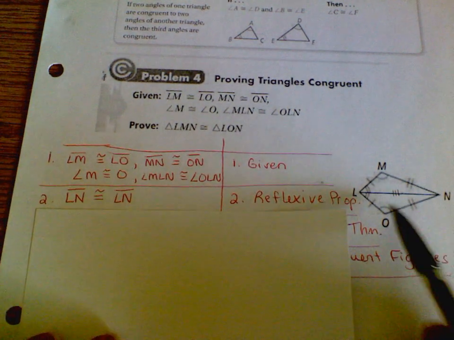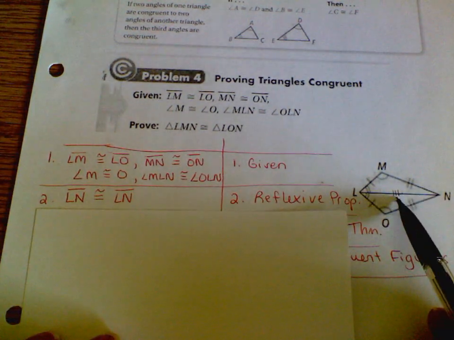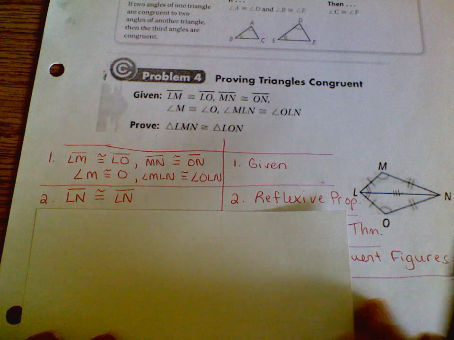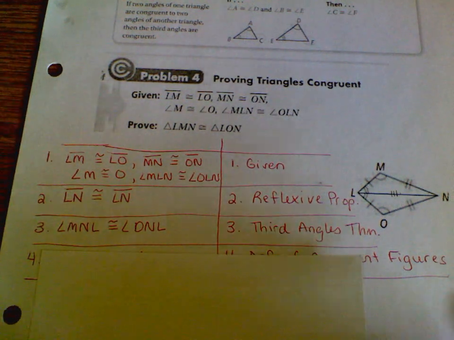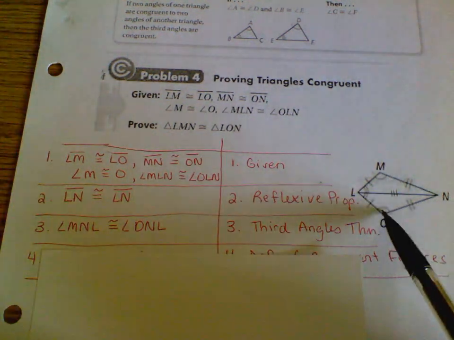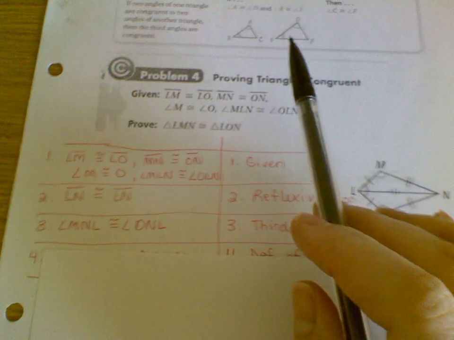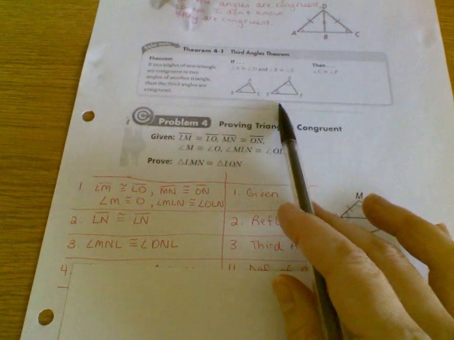Okay, so now I have all three sides congruent, and I have two pairs of angles, so now I'm trying to decide if I know that these two angles are congruent. Well, by the previous theorem that we just went through, if I have two pairs of angles congruent to each other, the third angle has to be congruent, and that's by the third angles theorem that we just talked about up here, theorem 4.1.